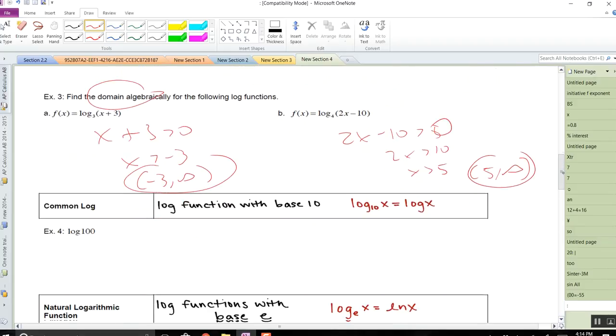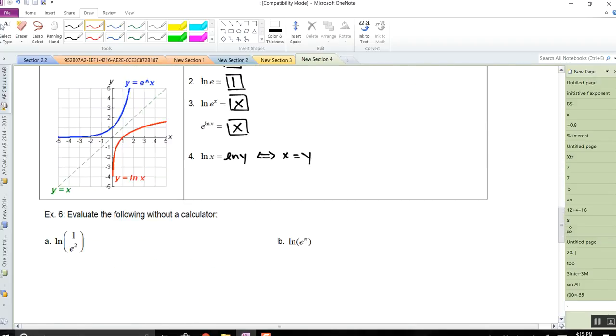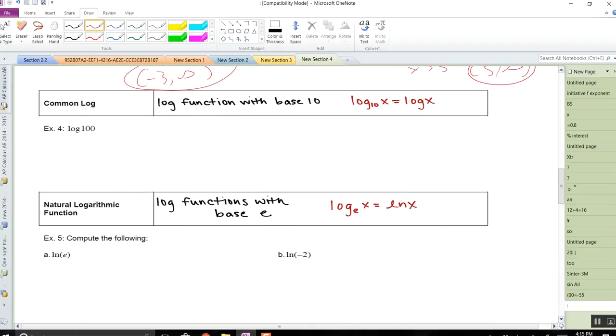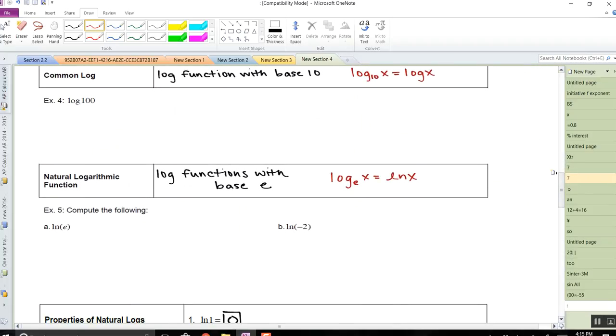You might be familiar with common logs. So whenever you don't see a base, you always assume it's 10. So setting that equal to y, and remember, log base b of x equals y is the same thing as x equals b to the y. So 100 equals 10 to the y power.